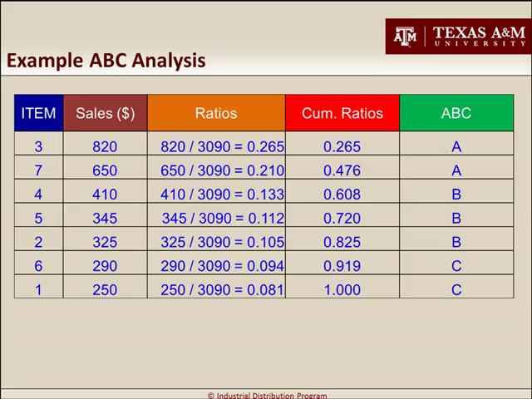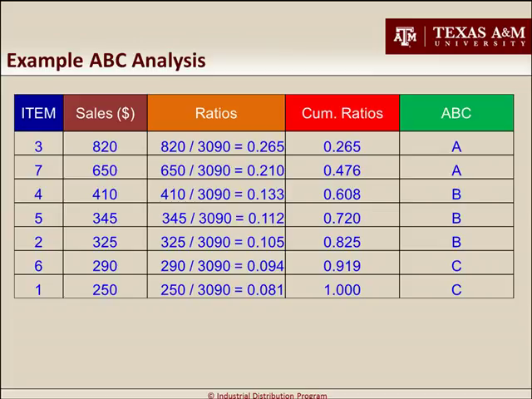The cumulative ratio is basically you add up the ratios as you go. For example, for item 3, cumulative ratio is 0.265 because item 3 is by only itself. It is the highest ranked item. Then we go to the item 2. In this case, item 7, I'm sorry, rank 2 item.